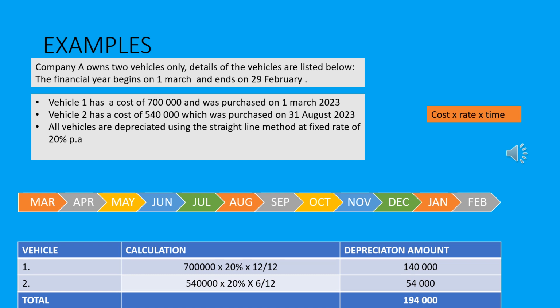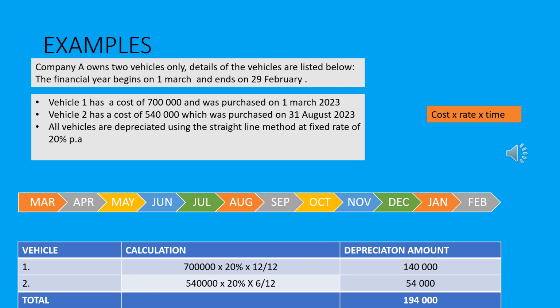So we are going to look at vehicle 1. Since we are using the straight line method, we are going to need the cost of the asset multiplied by the rate multiplied by the time. So vehicle 1 has a cost of 700,000. Our rate is 20%. And now the time, since it was purchased on the 1st of March, it means that it has completed 12 months into this financial year, and therefore we are going to multiply by 12 over 12, giving us a depreciation amount of 140,000.